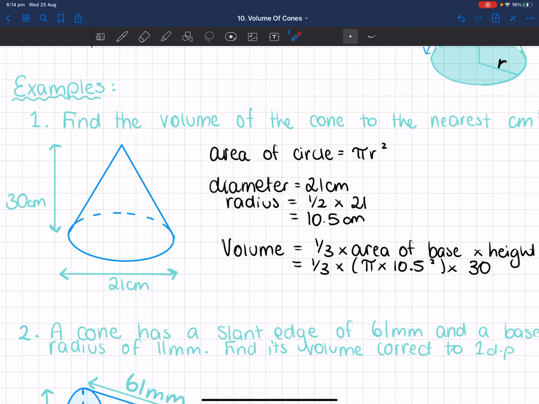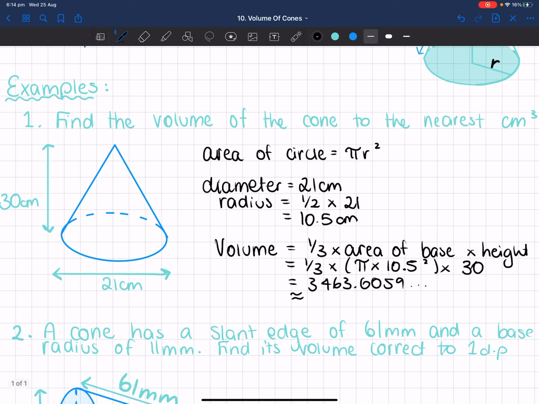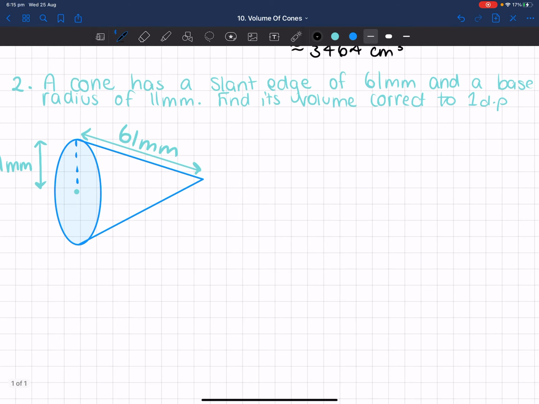Okay, so this comes from the area of a circle, which is this guy, and then the height, which is 30. Putting that into your calculator, you get 3,463.6059, etc. And because it's to the nearest centimeter cubed, it would be 3464 centimeters cubed.